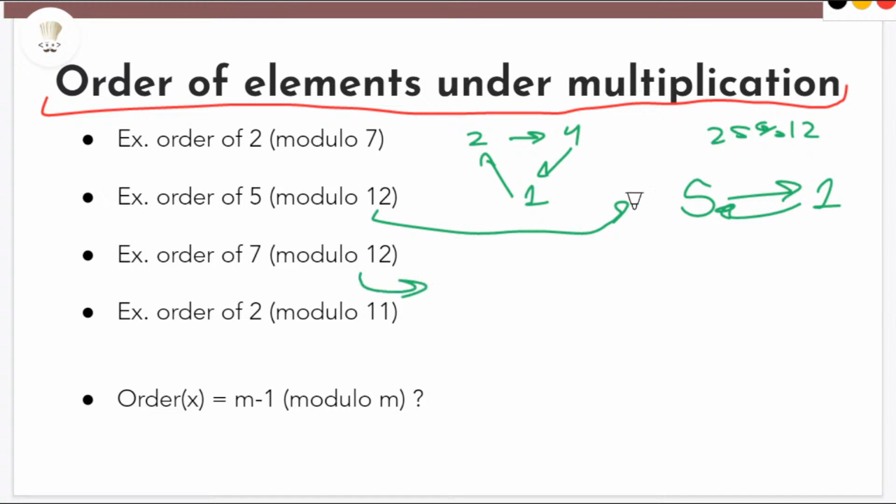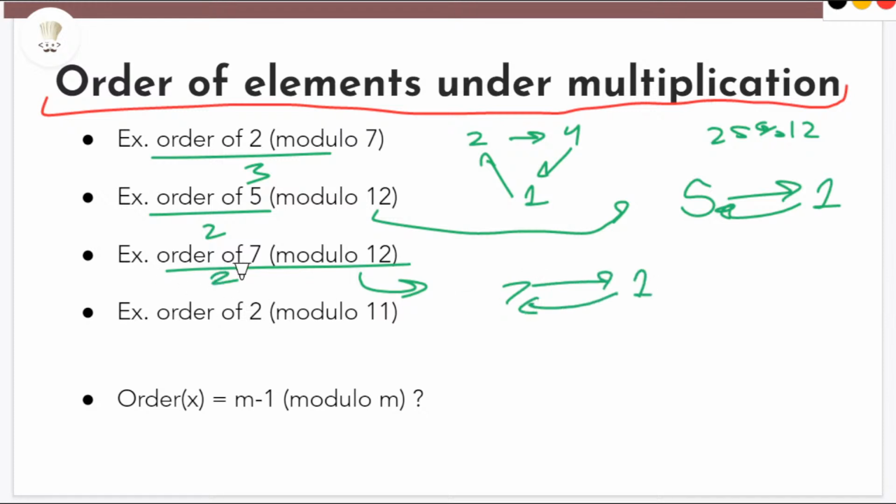Order of 7 modulo 12. So order of 5 is 2, and order of 2 modulo 7 is 3, right? Order of 7 modulo 12, that is 7. Multiplied by 7, we get 49. 49 modulo 12 is 1. And we can come back to 7 like that. So this is also 2.